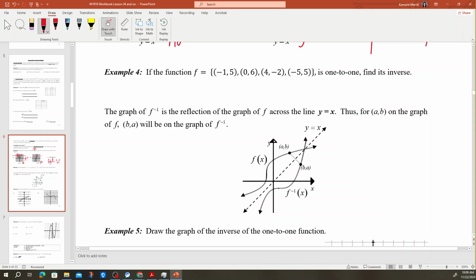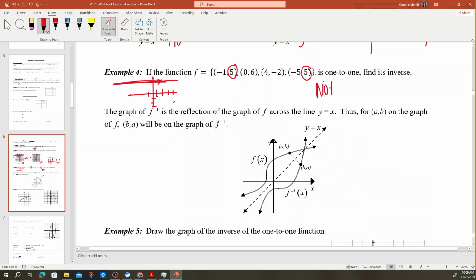Okay, awesome. Is the function as an ordered pair, can you guys tell if it's one-to-one? Yes or no, do you guys think? Yes. Sometimes it helps to jot these on a graph. -1, 5, 0, 6, 4, -2, right? And then all of a sudden -5, 5 again. So it doesn't pass. I have two x's that have the same output. So it is not a one-to-one function. All right, so this one would not be.